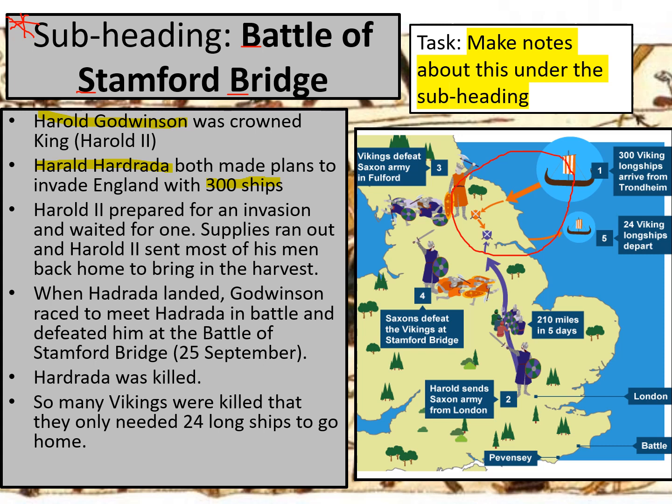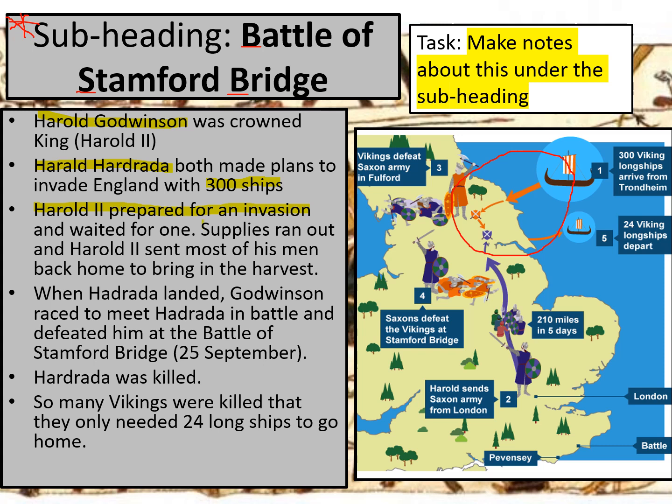So Harold Godwinson, also known as Harold II, basically prepares for an invasion and waits for one. The problem is, when you're preparing for an invasion, you've got to have lots of supplies. You've got to have weapons and food.